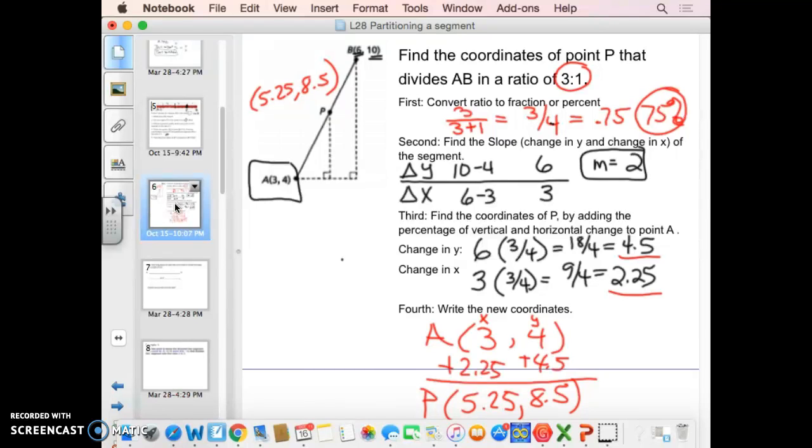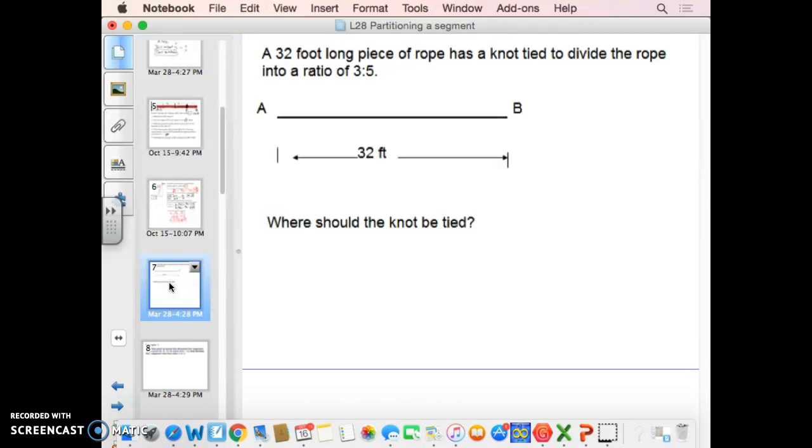So let's move forward. Let's say we have a 32-foot long piece of rope, and it's being divided in a ratio of 3 to 5. Okay, that's part to part. So part to whole would be 3 over 3 plus 5, which is 3 over 8. So I'm basically dividing this into 8 pieces. 1, 2, 3, 4, 5, 6, 7, 8. 8 pieces, right?